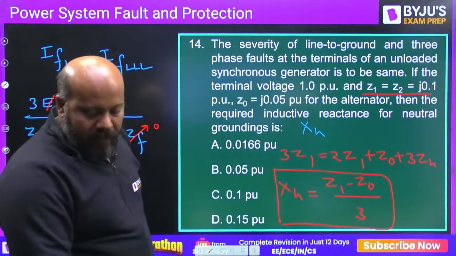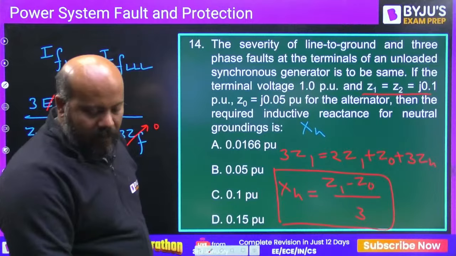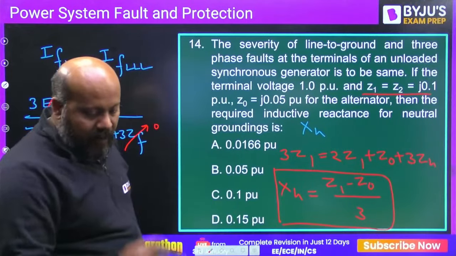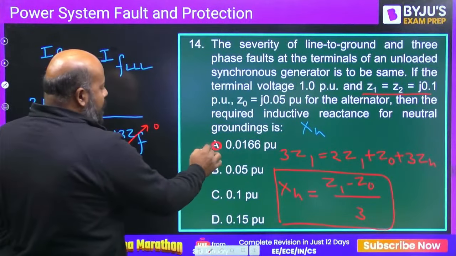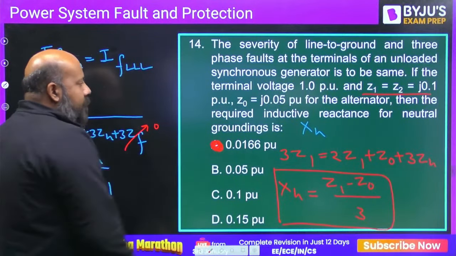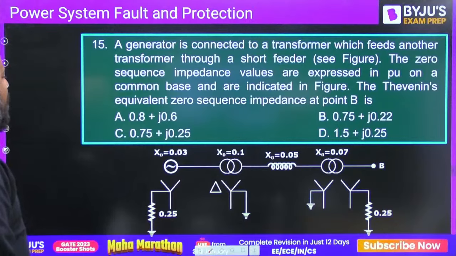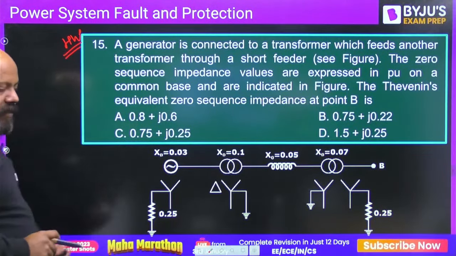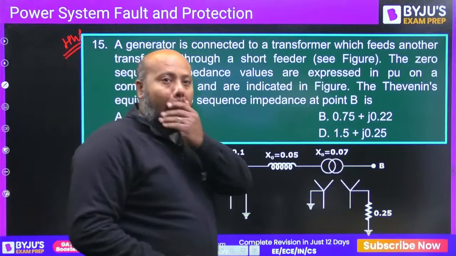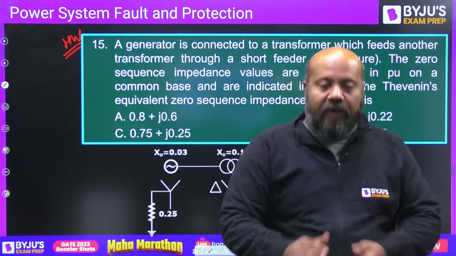I think you must be getting J0.0166. A is the option you must be getting. This question, you do it as part of your homework. I think you can do it. It is simply about the zero sequence network.